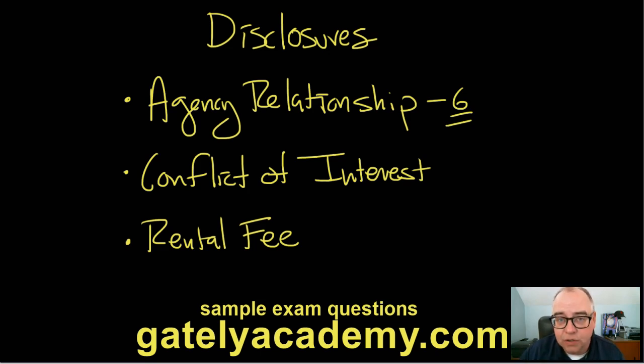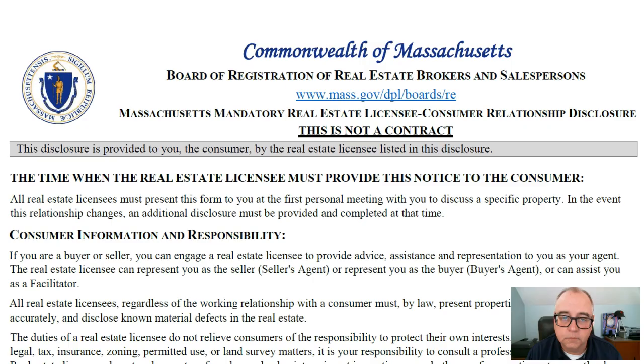So let's cut to the most common paperwork that you're going to use, most likely as a real estate agent. Okay, and here we are. The Commonwealth of Massachusetts Board of Registration of Real Estate Brokers and Salespersons, the Massachusetts Mandatory Real Estate Licensee Consumer Relationship Disclosure. What a very long title.